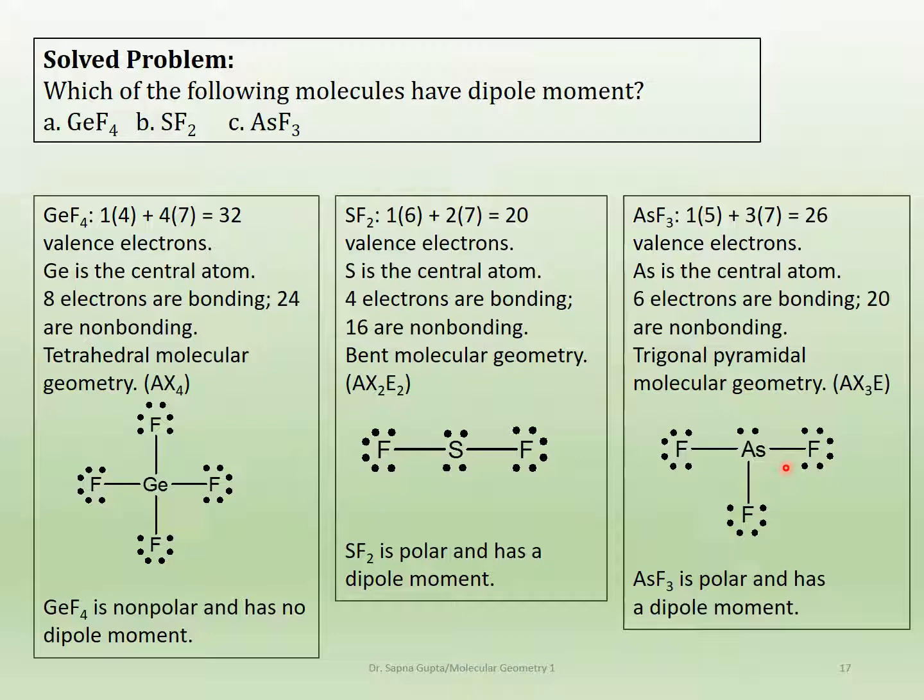And that's how you determine if a molecule is polar or not. First, Lewis structure. Second, shape. Third, look for symmetry, and then decide whether something is polar or not.